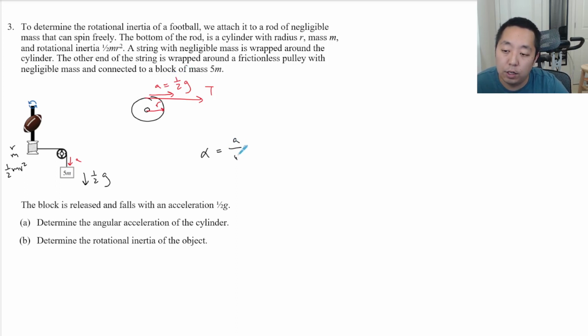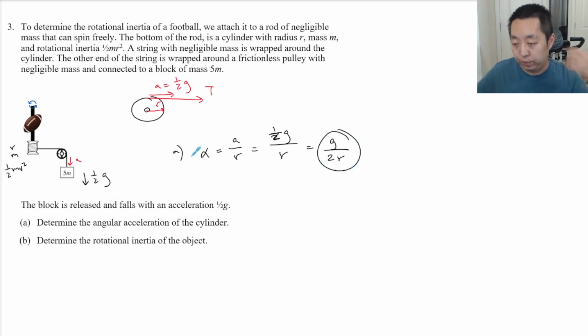a over r, right? This is how we calculate angular acceleration. So then it's just 1/2 g divided by r, or g over 2r. I can just write it like that. I just moved the r to the bottom, or 1 over r, or moved the 2 to the bottom. So that's part A. It's pretty easy. It's just a connection between the two.